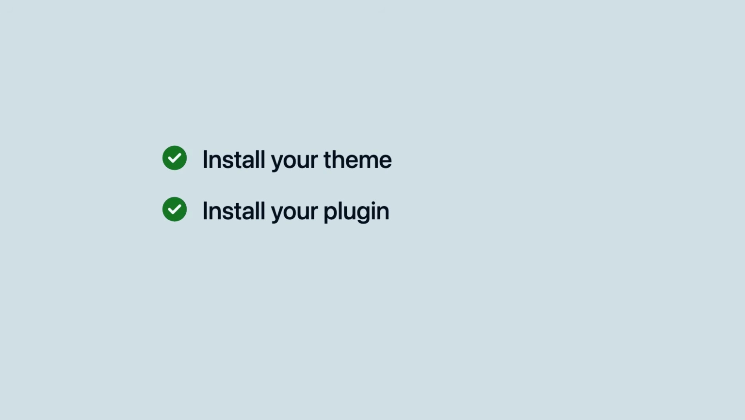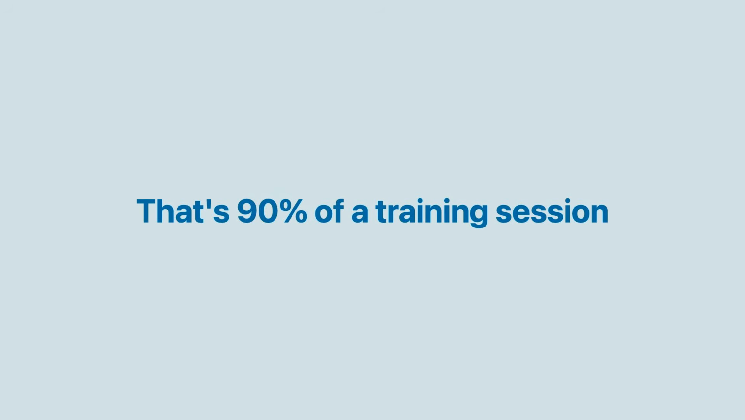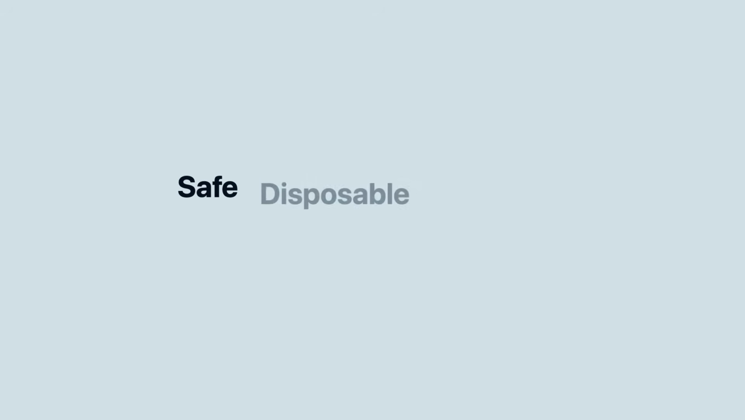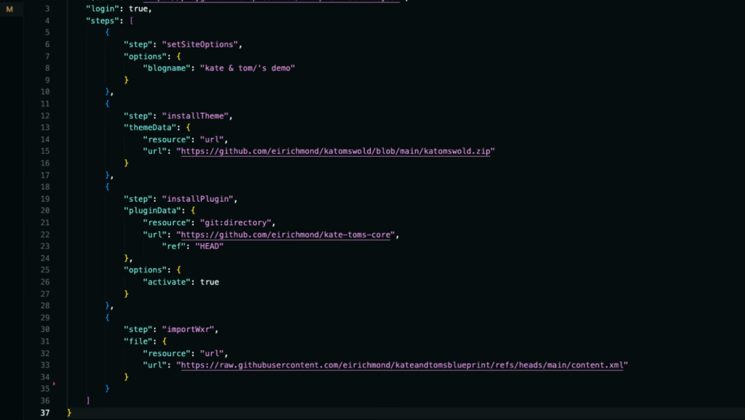So if you're delivering block theme sites to clients and you're not doing this yet, I genuinely encourage you to give it a go. The blueprint doesn't need to be complicated. Install a theme, install a plugin, import some representative content, and that covers 90% of what the training session actually needs. Playground and Blueprints together are one of those tools that once you've used them once, you'll wonder how you managed without them. They're safe, disposable, shareable, and genuinely useful for people that you're handing work over to. It's bloody brilliant. Give it a go.